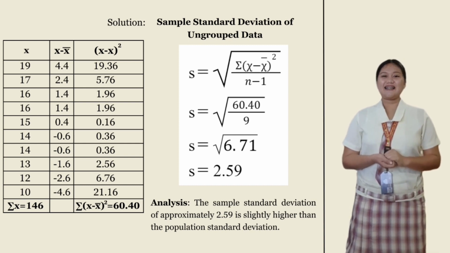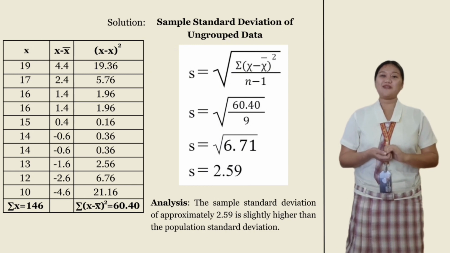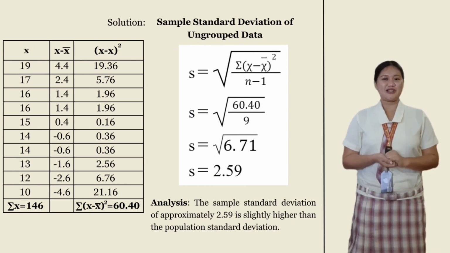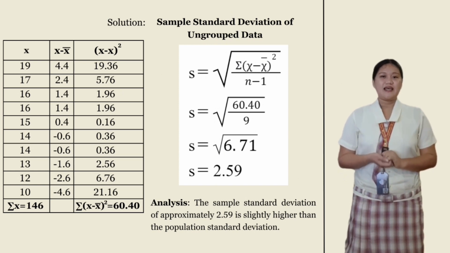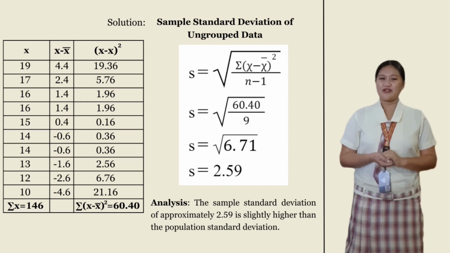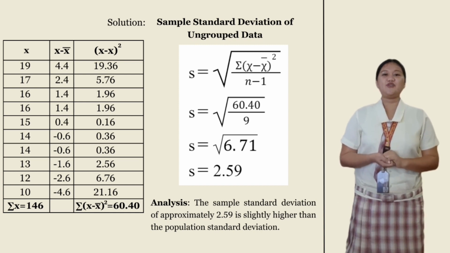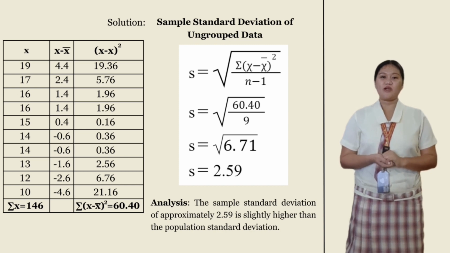The analysis is: the sample standard deviation of approximately 2.59 is slightly higher than the population standard deviation due to the Bessel correction when dealing with a sample. It provides an estimate of the variation in quiz scores for the sample of 10 students and is used to understand the spread of scores in the sample.